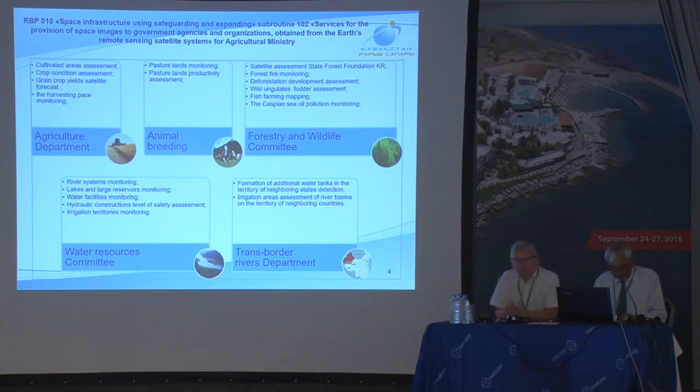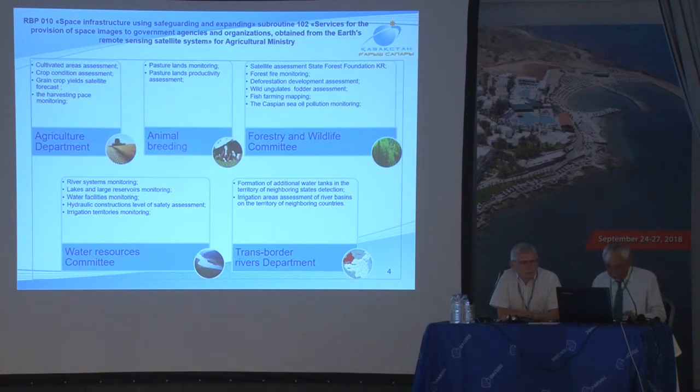The Water Resources Committee is another crucial entity for the Republic, as water is of vital importance for agriculture. This is the monitoring of river systems, lakes and large reservoirs, water economic facilities, the assessment of the safety of hydro technical facilities, the monitoring of irrigatable areas, and of cross-border rivers, because Kazakhstan is the state where all rivers are cross-border, and we largely depend on the quality of the water management on the territory of our neighbors.